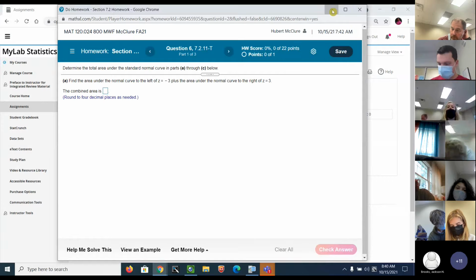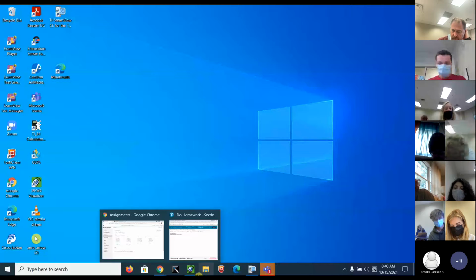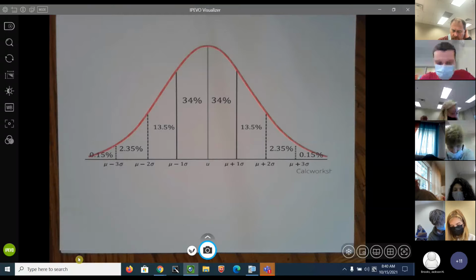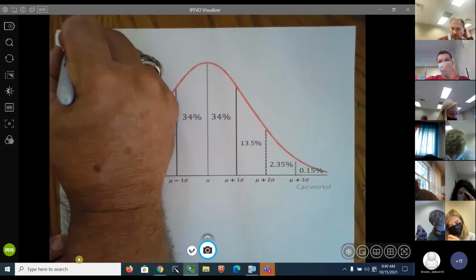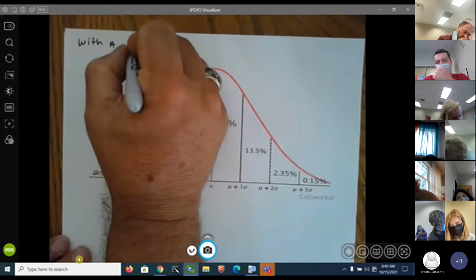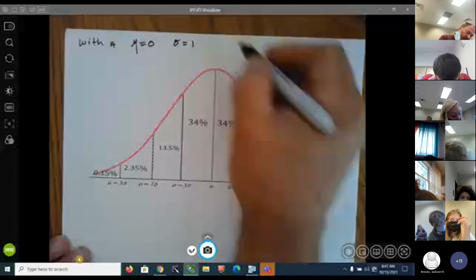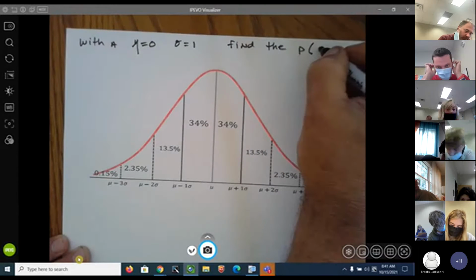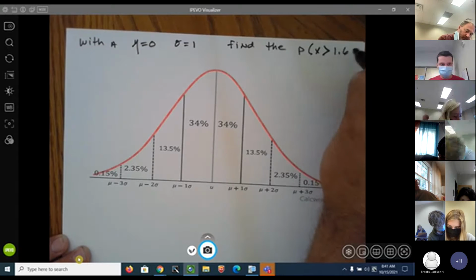All right, so here we go. I'm going to take my handy dandy curve that nobody printed out, and I'm going to put the question up here. The question will read, with a mean of 0 and a standard deviation of 1, find the probability of being greater than 1.6.